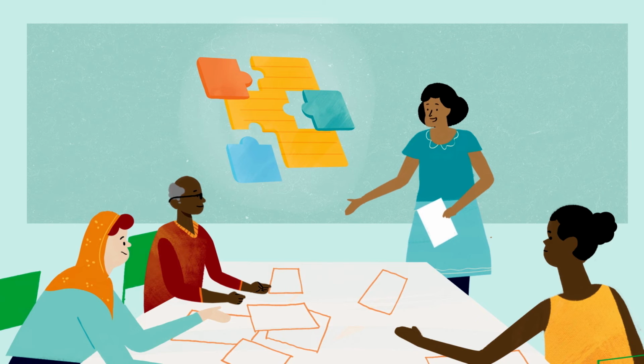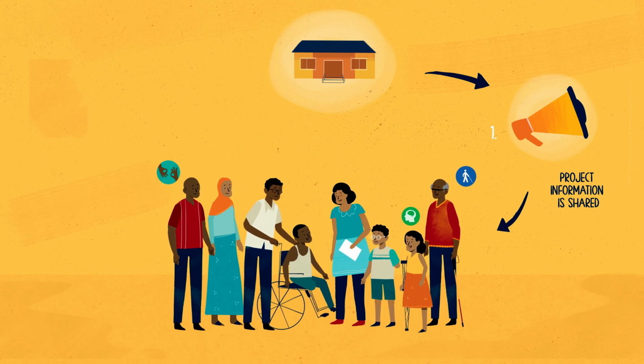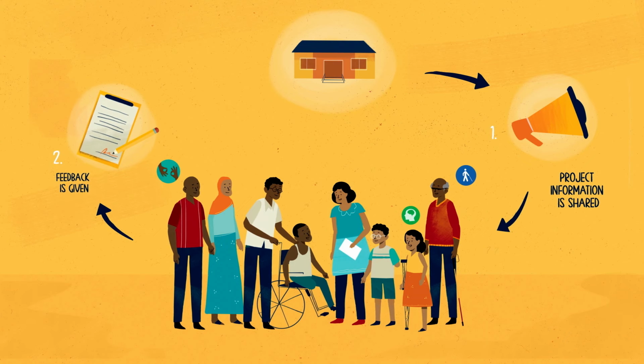A diagram representing feedback loops animates onto screen, 1 icon at a time. A school is followed by an arrow pointing to a megaphone icon with the corresponding text, "Project information is shared." Another arrow then points to a group of 8 people smiling at one another. From there, an arrow points to a clipboard icon with the text, "Feedback is given," with another arrow pointing to the group of people. Feedback loops are key to ensure action is both taken and communicated.